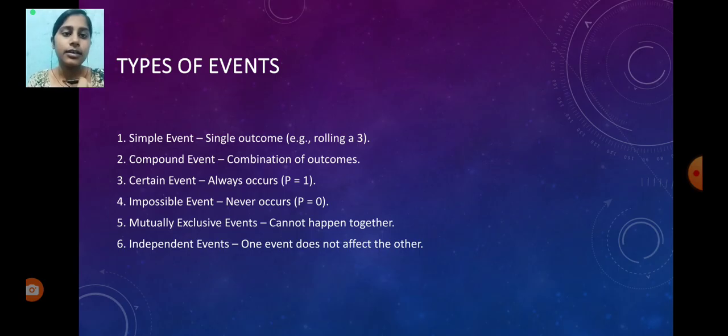Certain event. Certain event will always occur and its probability is 1. Impossible event. It is an event which cannot occur or never occurs. Its probability is always 0. Mutually exclusive event. Mutually exclusive events are those events which cannot happen together. Independent events. One event does not affect the other is known as independent event.